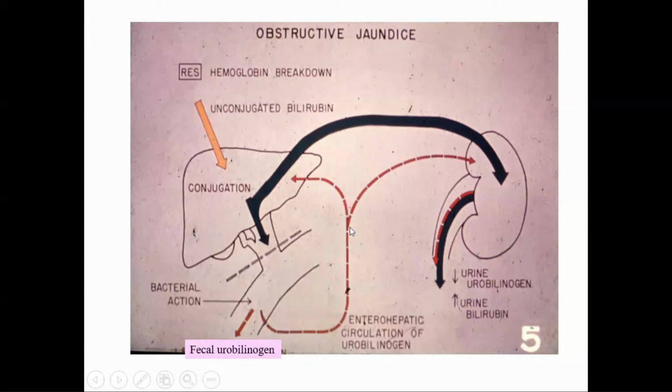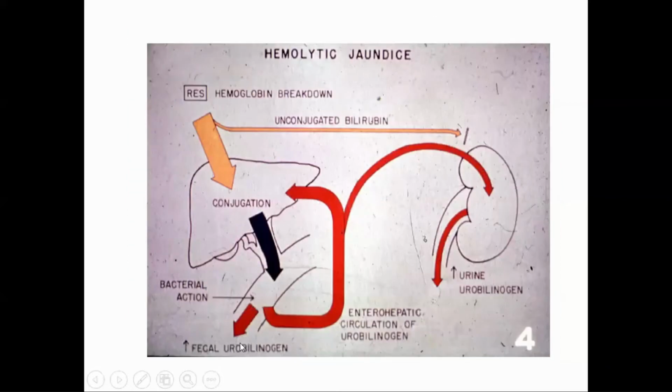And this is called enterohepatic circulation. I will show you this. This part, when this urobilinogen from the intestine goes to the liver again. See, from here, from the liver it has come to the intestine. From the intestine, part of it is again reabsorbed into the portal tract and comes to the liver. This is called enterohepatic circulation.